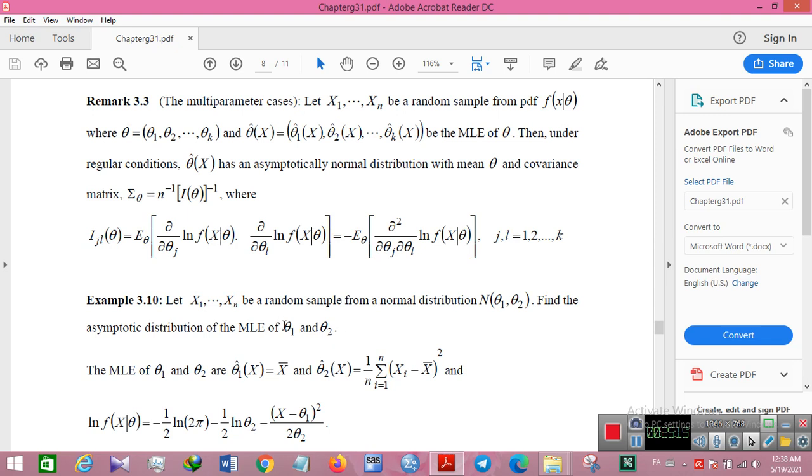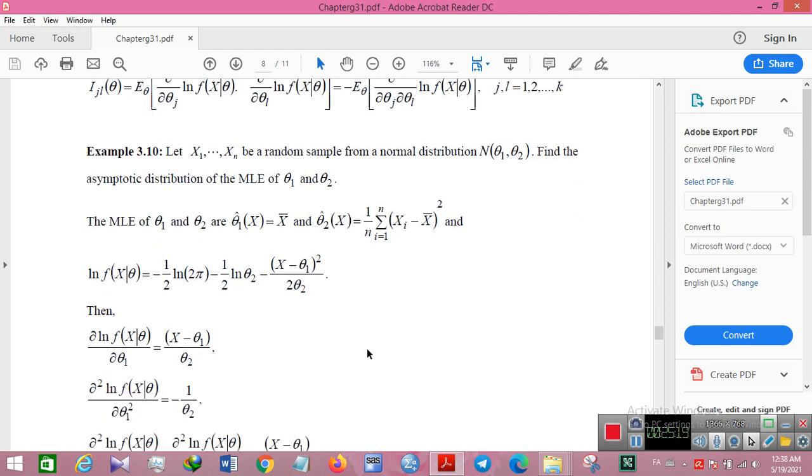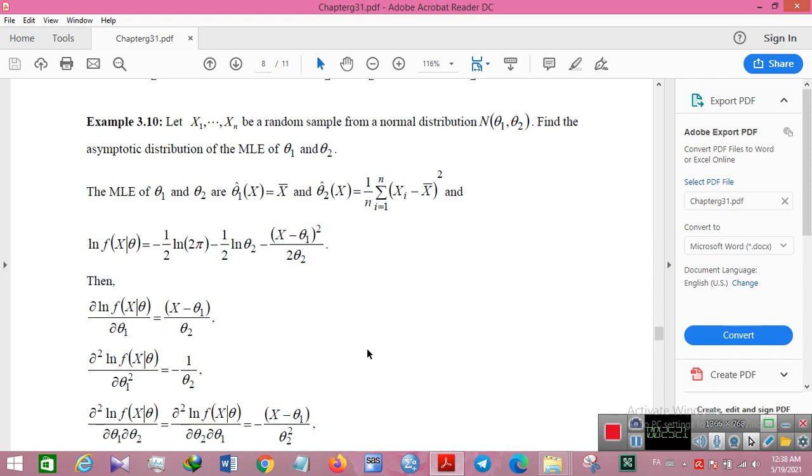In the second point, there are problems. Sometimes it's easy to find the maximum likelihood by the derivative, but second, it needs some discussion, and sometimes it needs numerical methods, and sometimes we don't have maximum likelihood estimators.